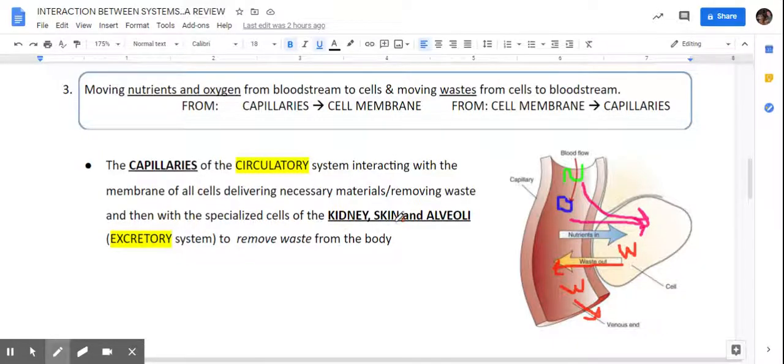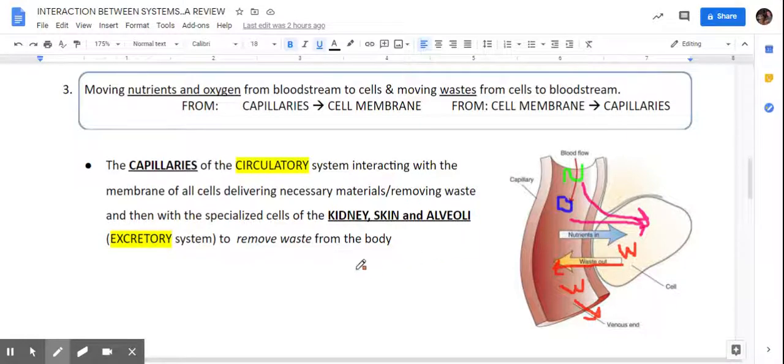It might filter itself at the skin. That's again where we'd lose some heat and some water and some salt. Or it might filter out the waste at the alveoli, and that's where we would have that CO2, again, remember, go from the capillary into the alveoli and out of the body.